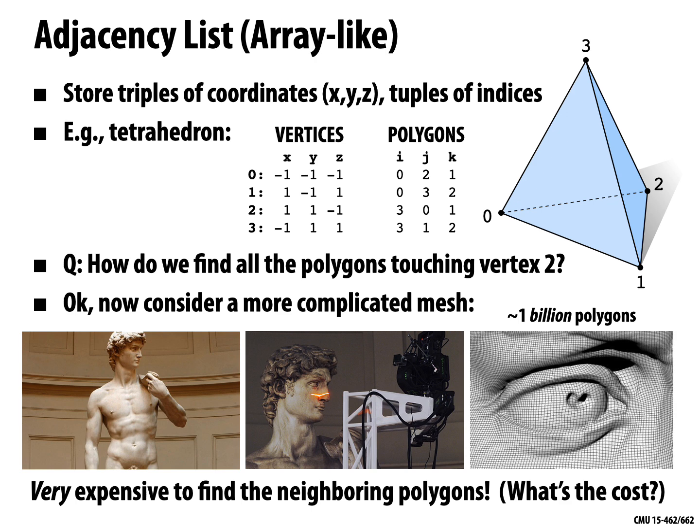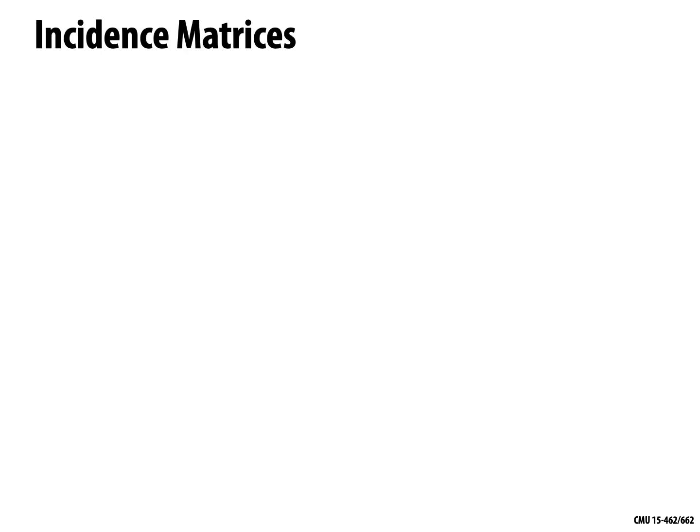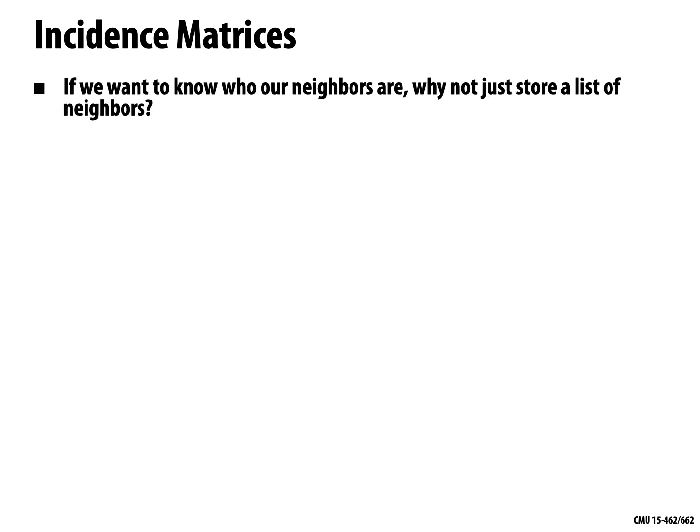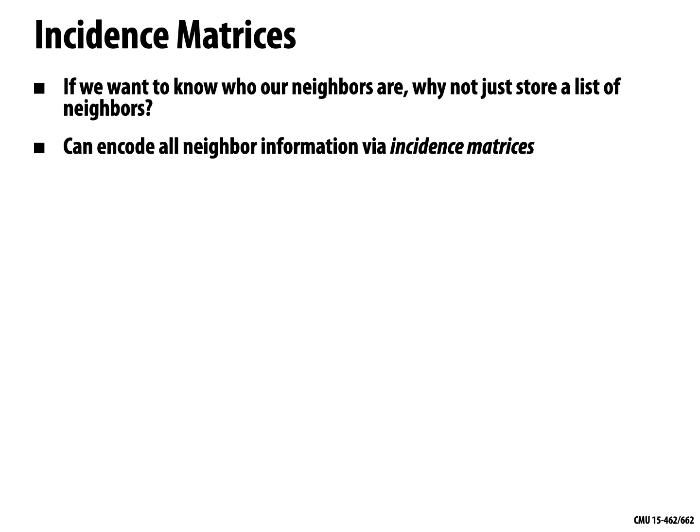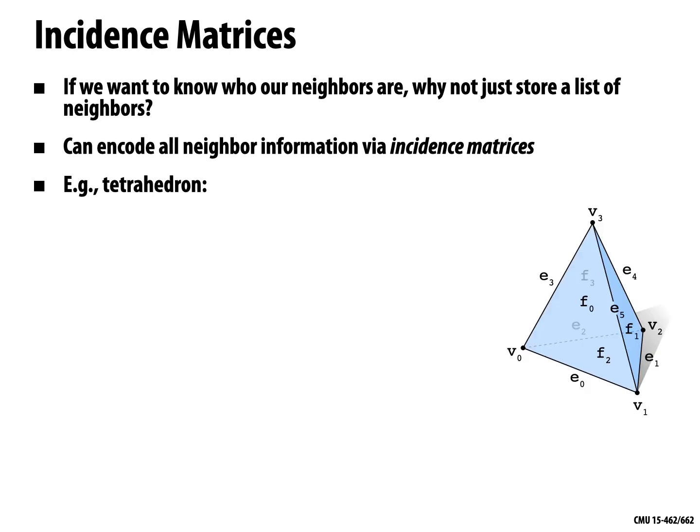All right, so let's look at another data structure. Another really nice data structure for storing connectivity is the idea of incidence matrices. And the starting point for this is to say, well, if we want to know who our neighbors are, why don't we just store a list of neighbors? What could be more straightforward, right? And so in particular, we're going to encode all this neighborhood information using incidence matrices. So for a tetrahedron, right, we have our same tetrahedron.